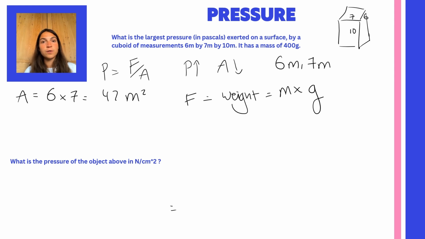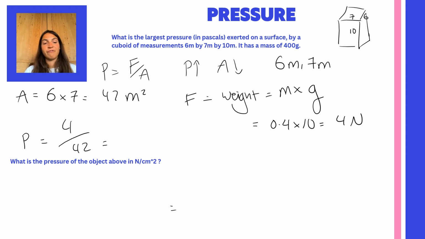And in order to find my force, just like in the previous example, I need to find the weight that's being exerted. So weight is the mass times g. Now, I've got my mass actually in grams here, 400 grams, and my mass in that equation needs to be in kilograms. So first, I need to take that 400, divide it by 1,000 to give me a mass of 0.4, times g, which is 10, that is 4 newtons. Pressure then is force divided by area, 4 divided by 42, 0.095 pascals.